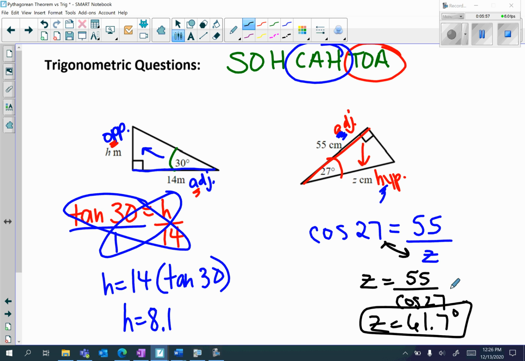So remember, you can use trig when you're given one side and an angle, and you're looking for that missing side.